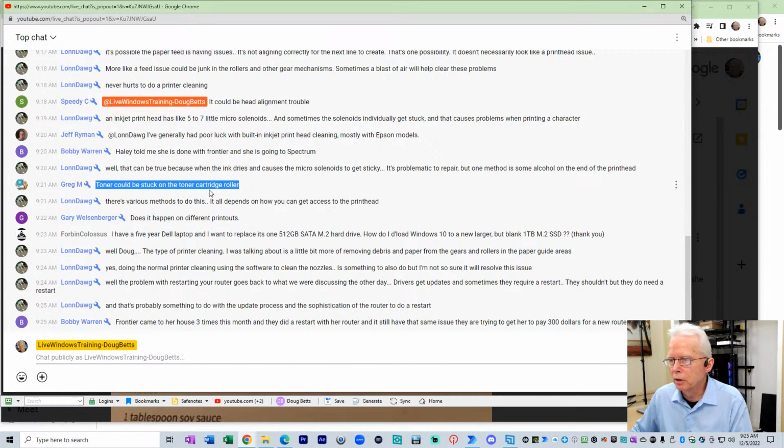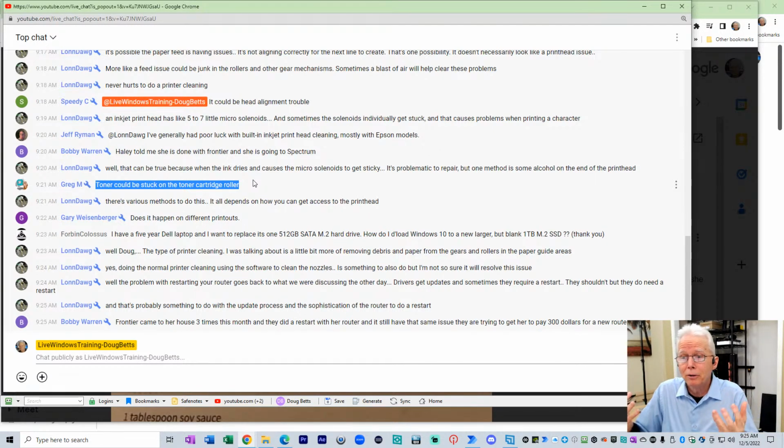Toner could be stuck on the toner cartridge roller. There you go. I like this one. The toner cartridge. There's typically a toner cartridge and a fuser, drum. There's another word for the other device, and I was thinking I should go look that up before I started today's video, but somebody will come up with that other device that's in most laser printers. I'm thinking there's a problem with the roller.